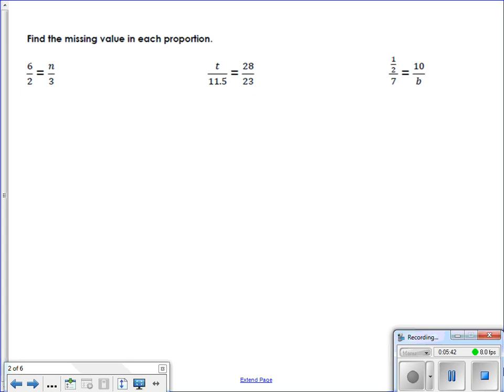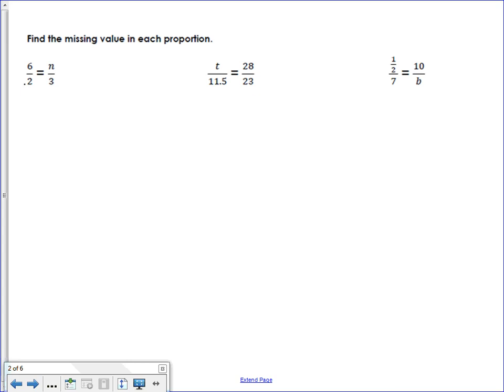The next section of the notes page says to find the missing value in each proportion. So once again, we can look at this within, or we can look at these between. Since we can't get from 2 to 3 using multiplication or division of whole numbers, I'm going to look and see if we have a relationship within. I know that I can get from 2 to 6 using multiplication by multiplying by 3. So I'm going to go ahead and use that same relationship on the other side. 3 times 3 is 9. So n is equal to 9.